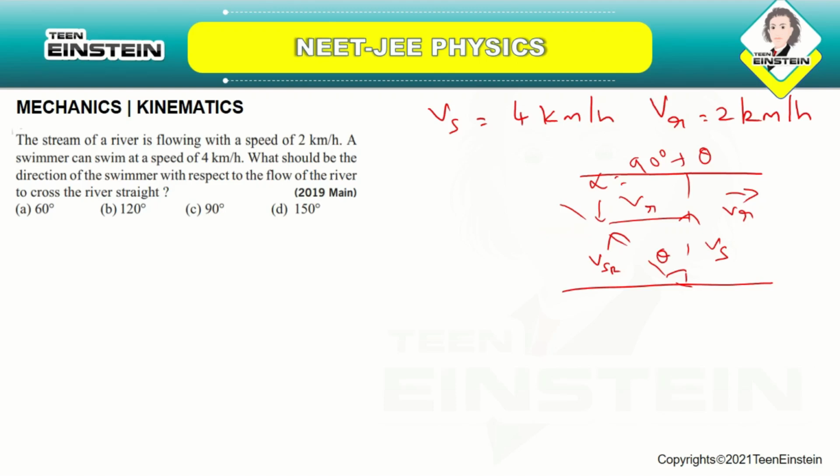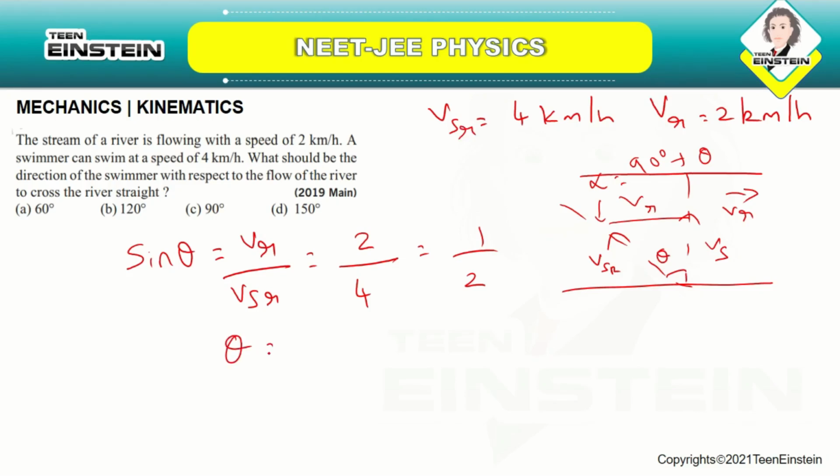You can see it is alpha and sin theta is equal to VR by VSR. Okay. So, which is equal to 2 divided by 4, or 1 by 2, because VR is 2 and VSR is 4. So, that is what we have written. VSR means the velocity of the swimmer. Okay, you can change it to VSR for better clarity.